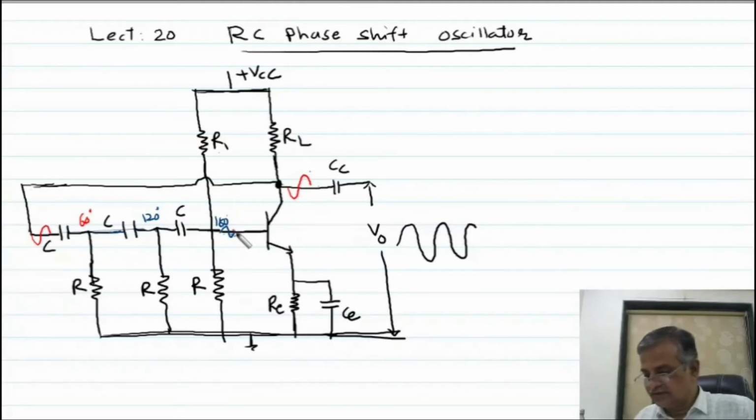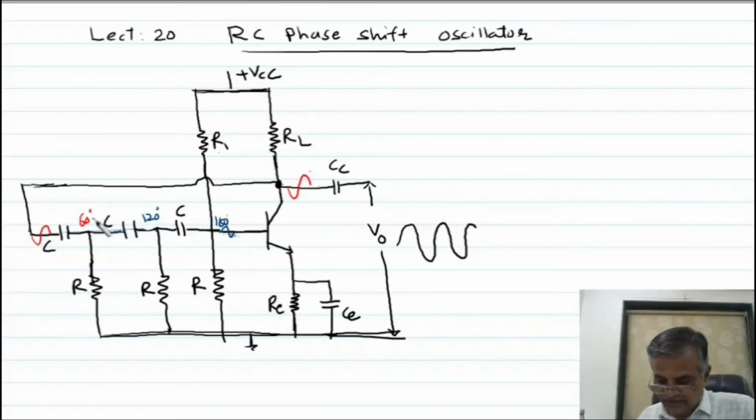Now we will see the analysis. From the analysis we will derive the equation of the voltage gain, we'll see how much minimum gain of this circuit is required for sustained oscillation, and third, the frequency of oscillations of this circuit.